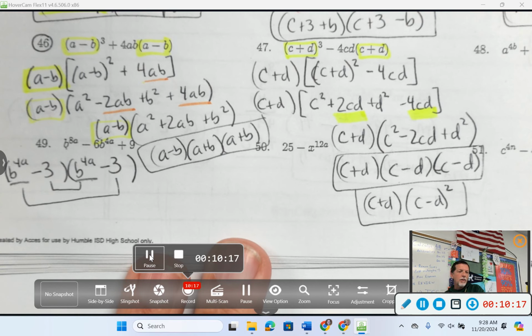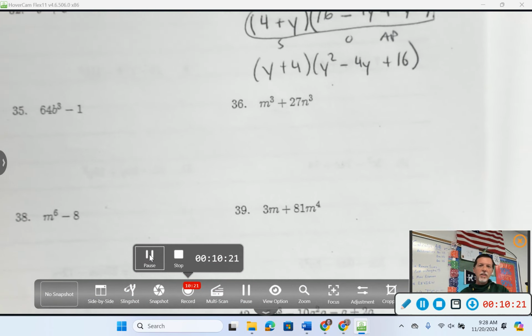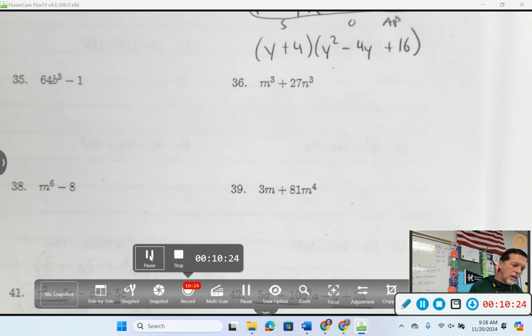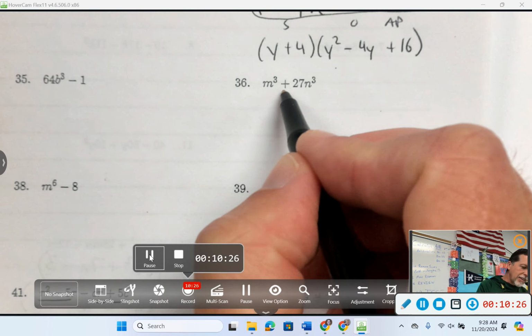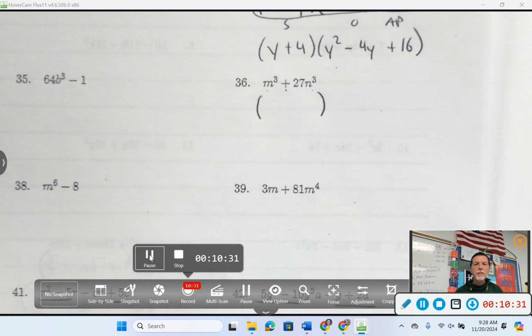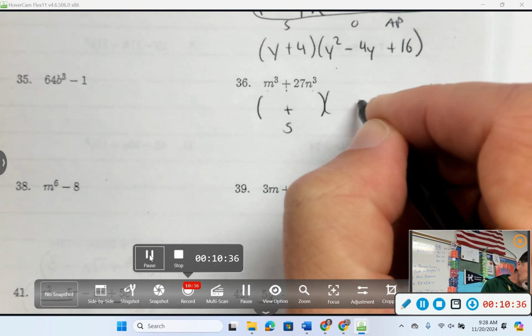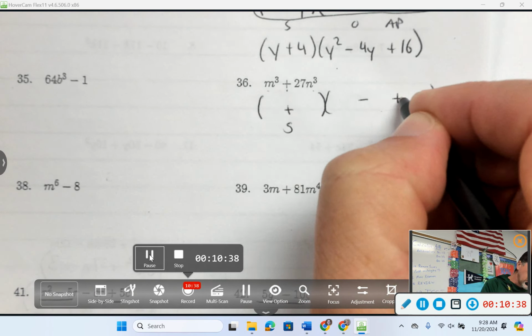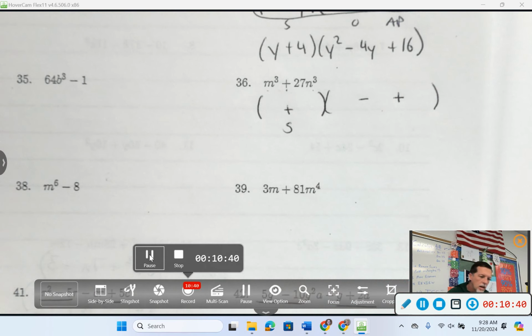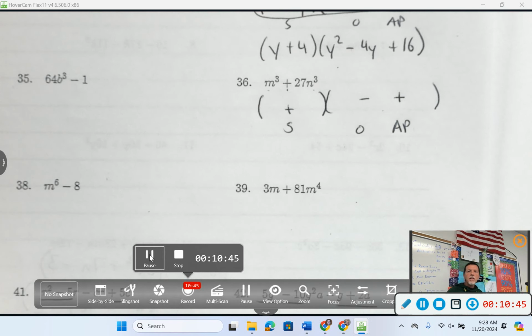Oh, 36. Yeah. Noah, were you going to ask about one? No. Okay. Oh, 36. Good. Because we haven't done a cube one yet. So hopefully I recognize that this is a sum of cubes. So this is a SOAP problem. Let's see. SOAP tells me the signs: same, opposite, always positive. So SOAP is great, but it doesn't tell me what goes in the spots.